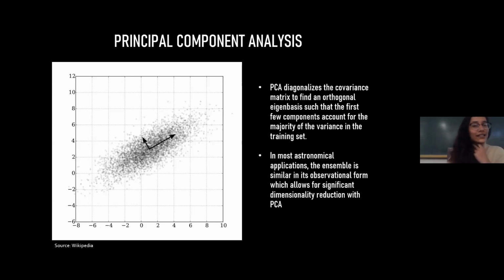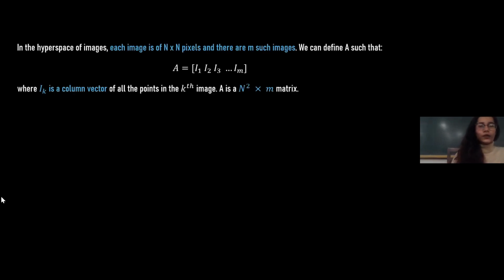This next slide is a little bit mathy, but it's very simple. I'll try and walk you through it. In the hyperspace of images, each image is n by n pixels, and let's say there are m such images. We can define the matrix A such that A is equal to I1, I2, up to IM, where each IK is a column vector of all the points in that image. So let's say we pick the kth image in my ensemble. I take all the points and arrange them into one column. That will give me n squared points, and there are m such images. So this matrix is n squared by m.